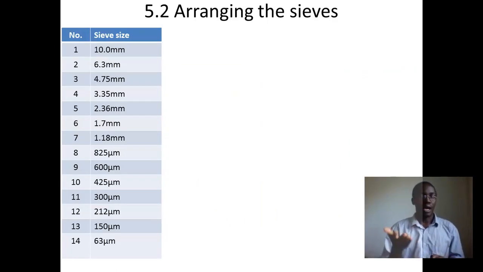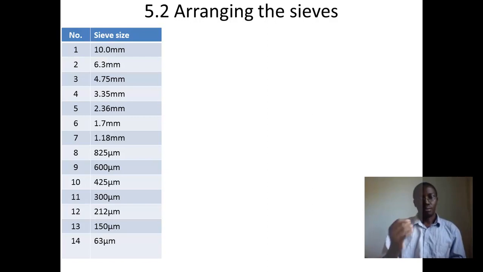5.2. Arranging the sieves. The table shows the sieve sizes to be used while carrying out the sieve analysis test. As you see in the table, we have about 14 sieves. Sieve 10, 6.3, 4.75, 3.35, 2.36, 1.7, 1.18. Those are in millimeter.